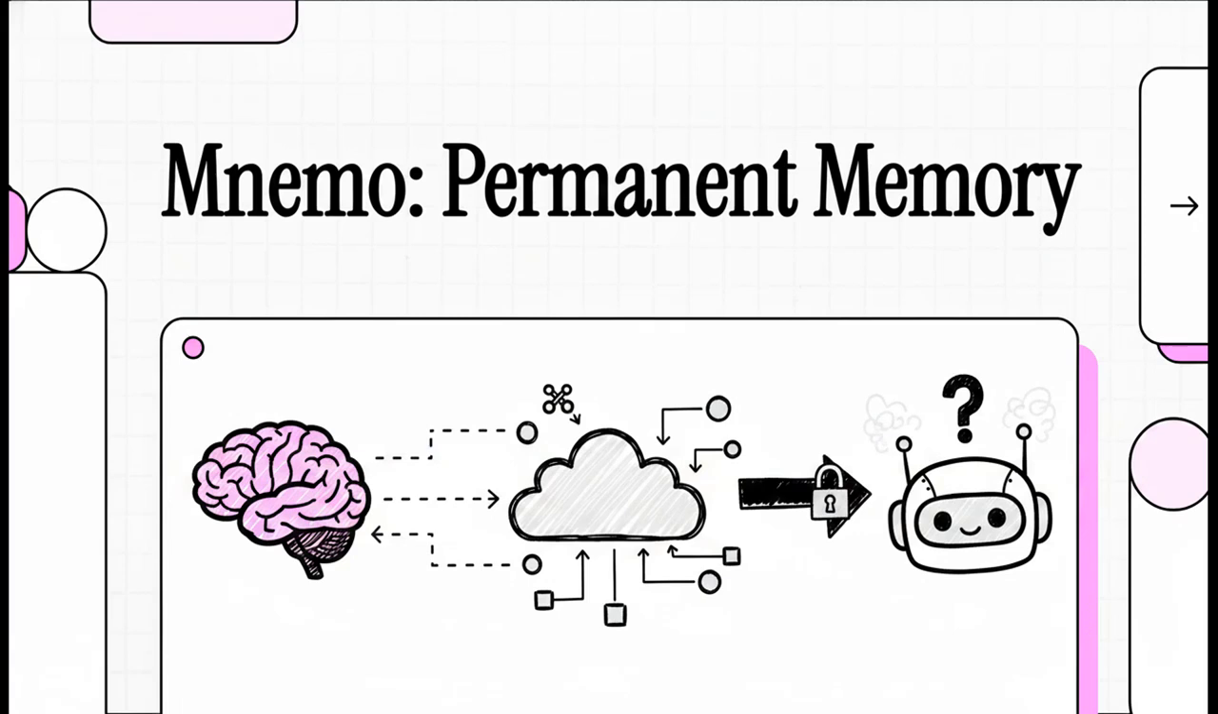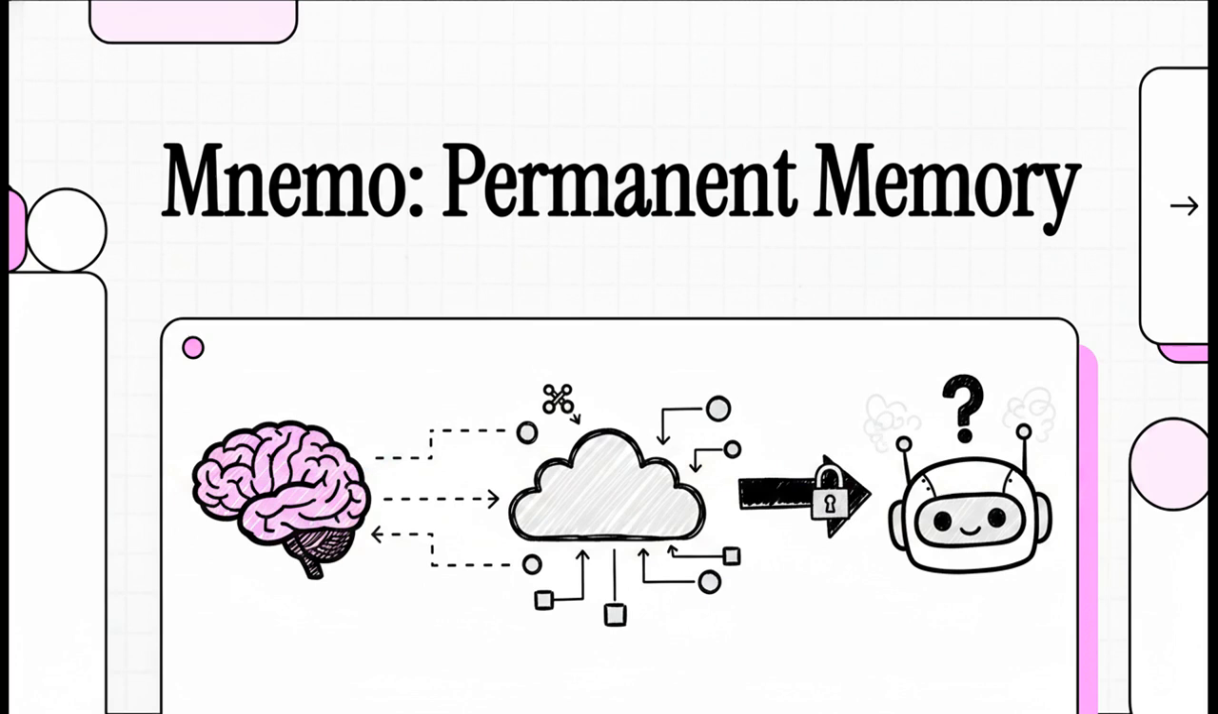Welcome back, everyone. Today, we're tackling an absolutely massive pain point for developers who use AI coding assistants. And specifically, we're looking at Claude Code. Now, if you've ever used it, you already know the frustration. Claude is incredibly smart, right? But it suffers from severe amnesia. It basically forgets everything the second you start a new session.